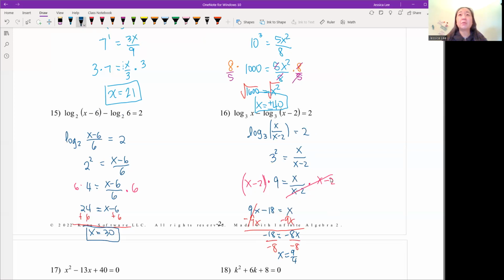If I plug that 9/4 back in, that's going to be fine. It's just because 9/4 is a positive number. 9/4 minus 2 is going to be, because 9/4 is just 2.25, which is definitely bigger than 2. So you're not going to get a negative number there. So we're good to go.